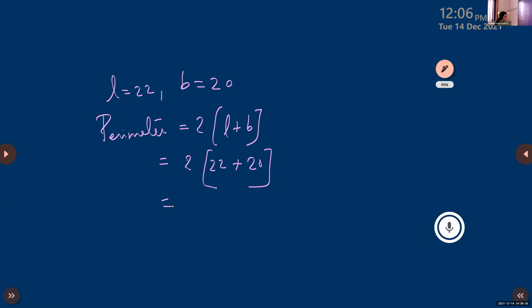So find out the answer and tell me. 84 meter, isn't it? Because 2 into, what is this? This is 42. 2 into 42, so you will get 84 meter. Perimeter is 84 meter.